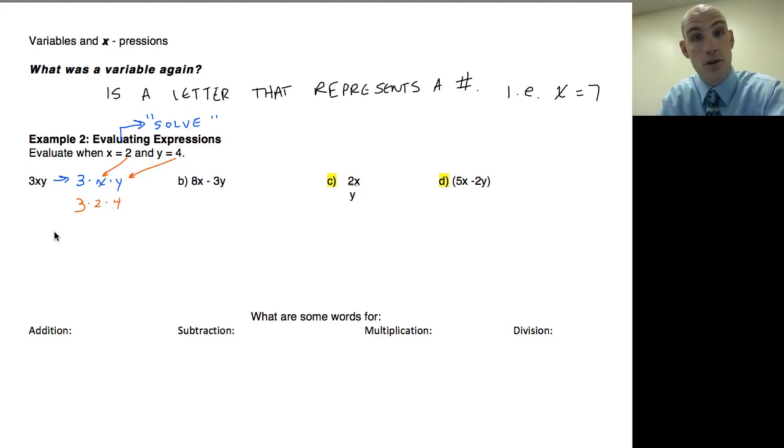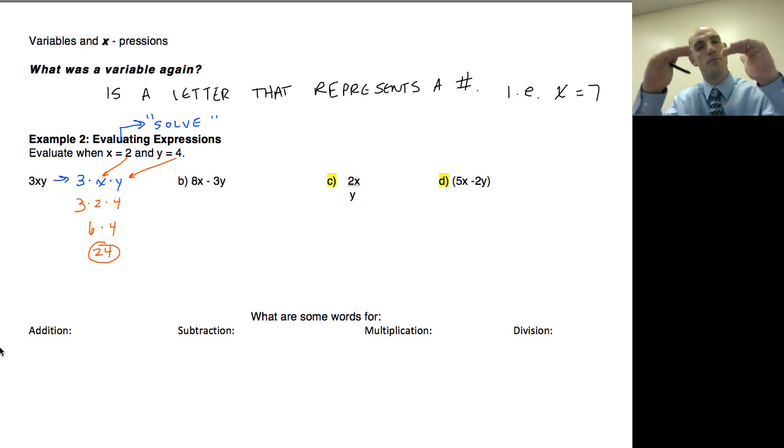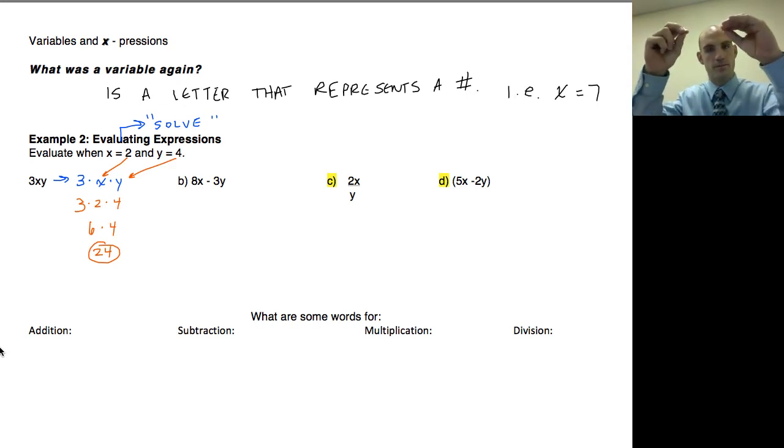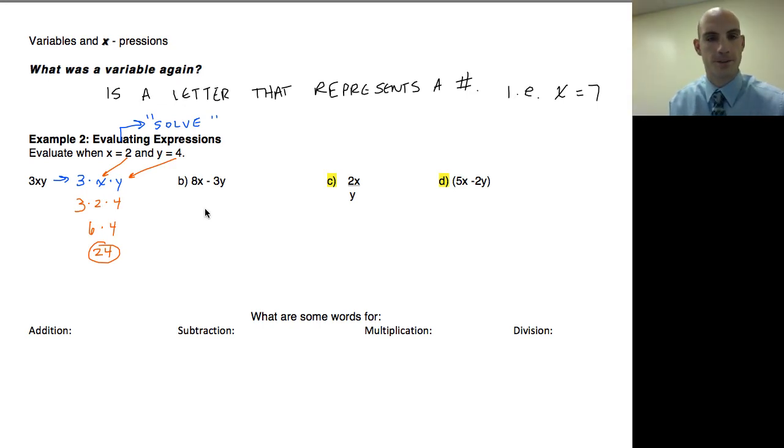Now we're still using the order of operations, so 3 times 2 would be 6 times 4, and 6 times 4 would be 24. Notice, we did it step by step by step. Substituted in, followed the order of operations.